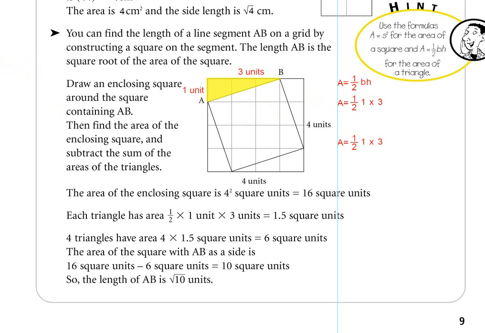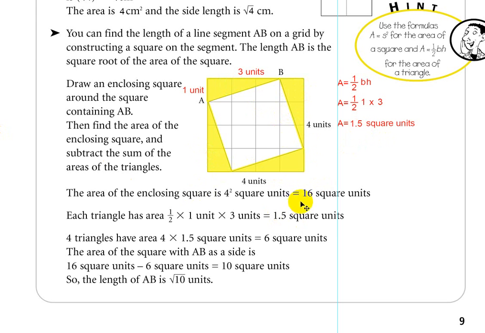1/2 of 1 times 3 is 1/2 of 3. Beauty of using Photoshop as we go. So area is going to be 1/2 of 3, which is going to be 1.5. That's kind of stated down here already. 1.5 square units. I need to subtract 4 of these, right? So I have 1, 2, 3, and 4 different triangles.